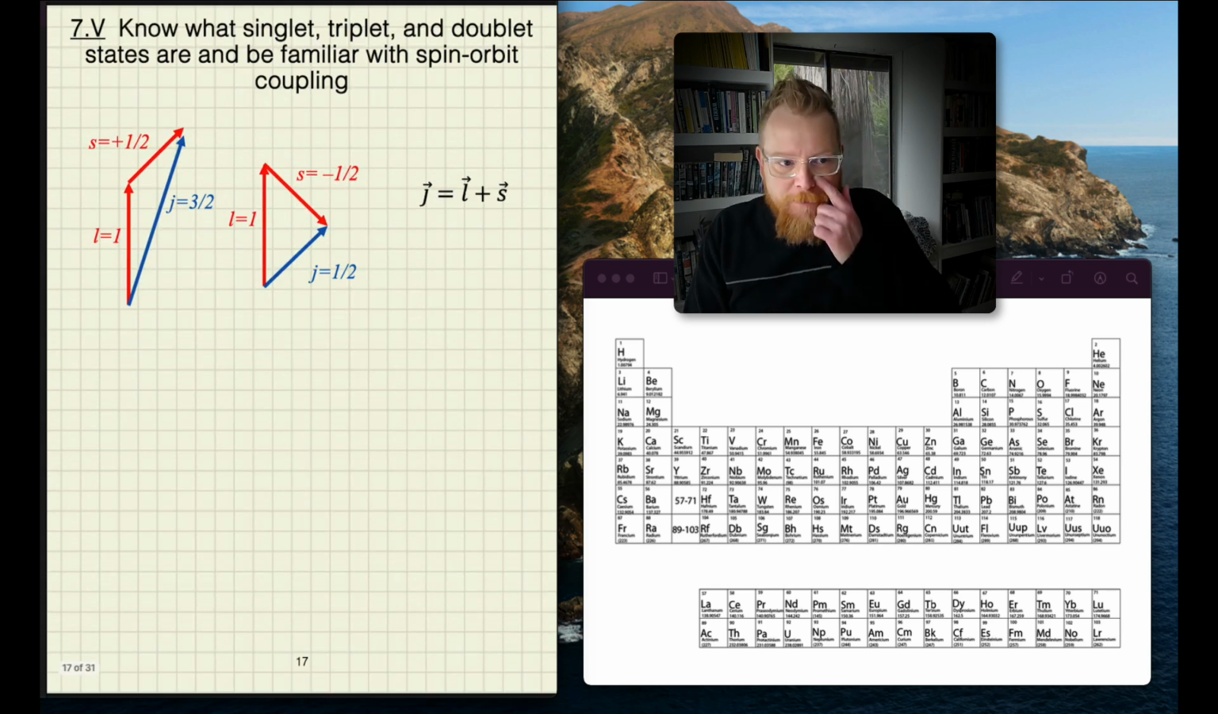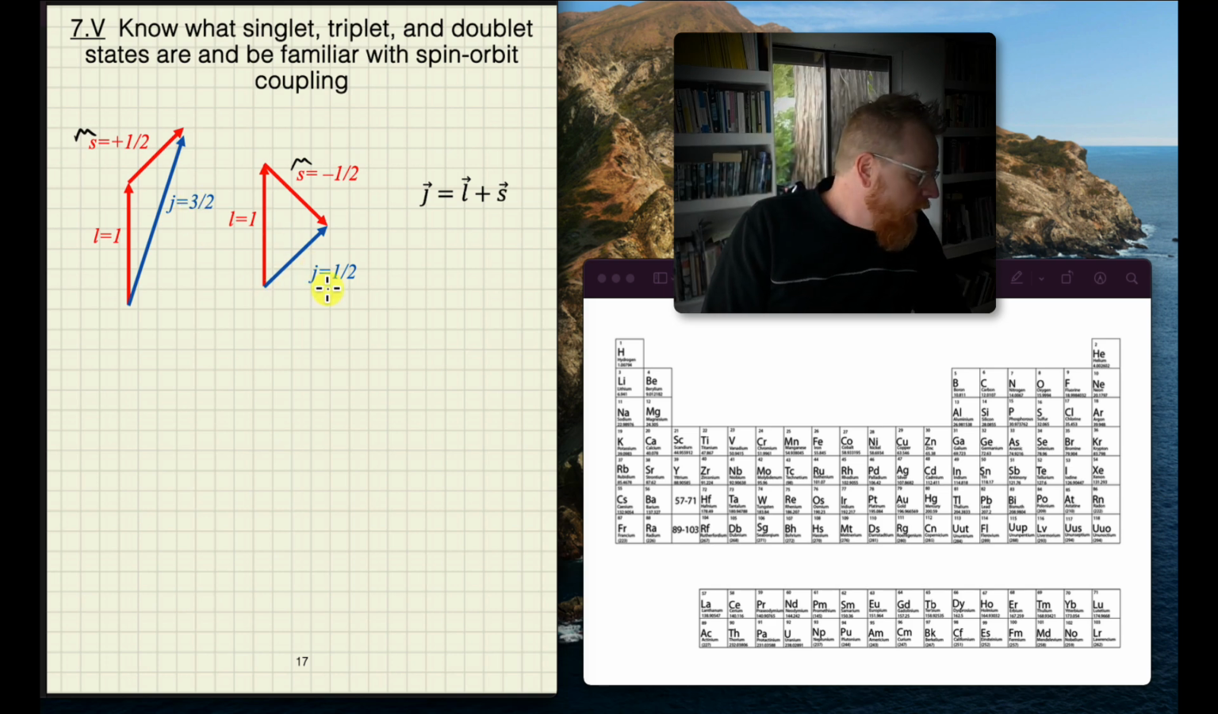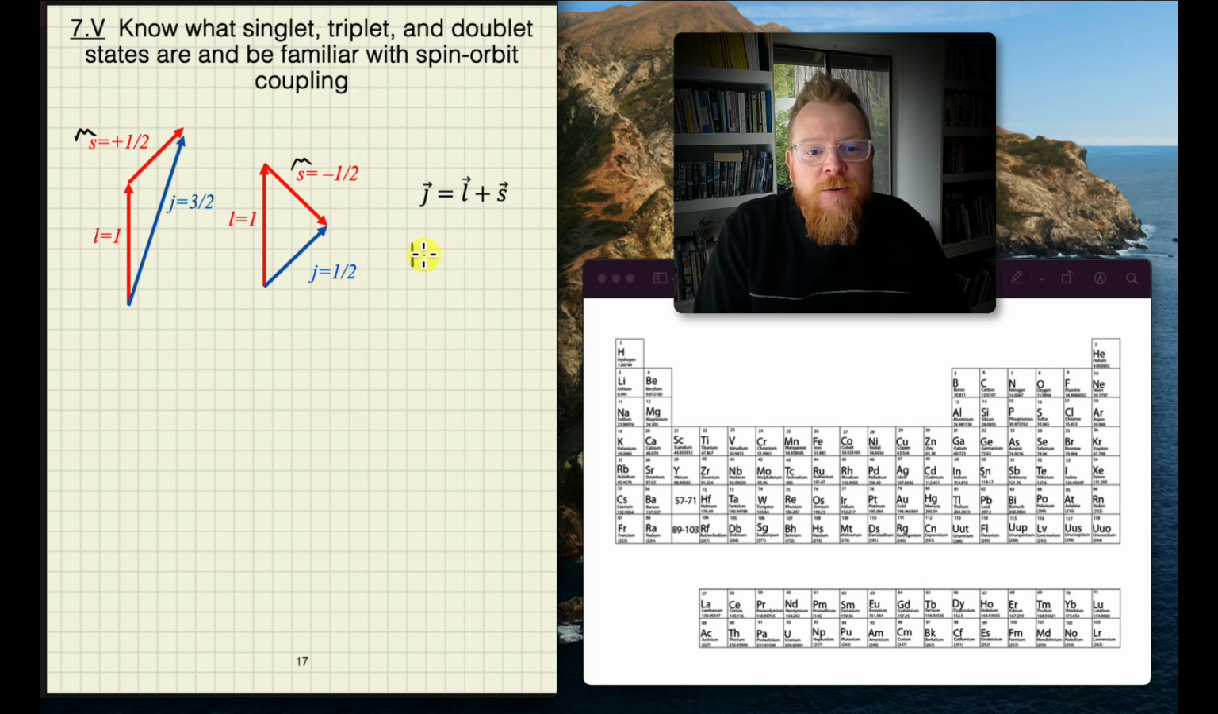So let's take a look. Recall when we have this vector addition, it goes as the picture demonstrates. For example, if I have L equal to 1, and S, really I should say that's M_S, is plus 1/2 or minus 1/2, we can see the resulting J vector is either then J = 3/2 or J = 1/2. So the overall magnitude of that vector is given by J squared.